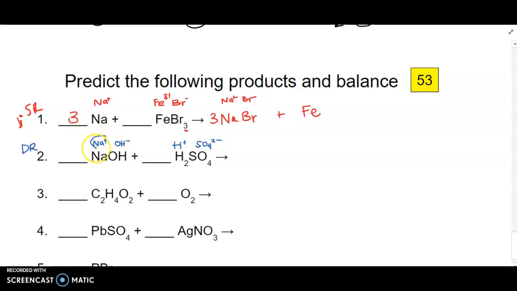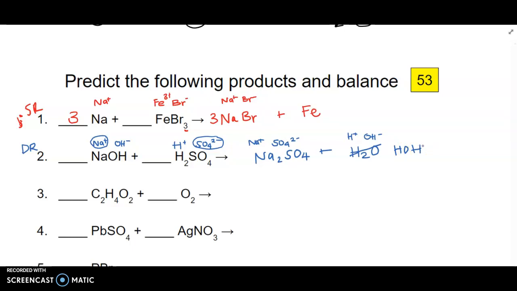Everybody gets new partners. Sodium is going to partner with the other negative item, so SO4 2 minus. When I drop and cross Na plus and SO4 2 minus, I end up with Na2SO4 plus, when I drop and cross H plus and OH minus, I get HOH, which is really H2O. You can leave it as HOH if it's easier for you because sometimes that helps with balancing.